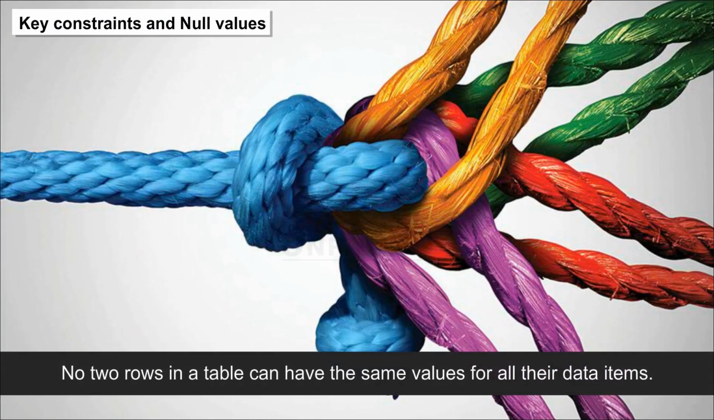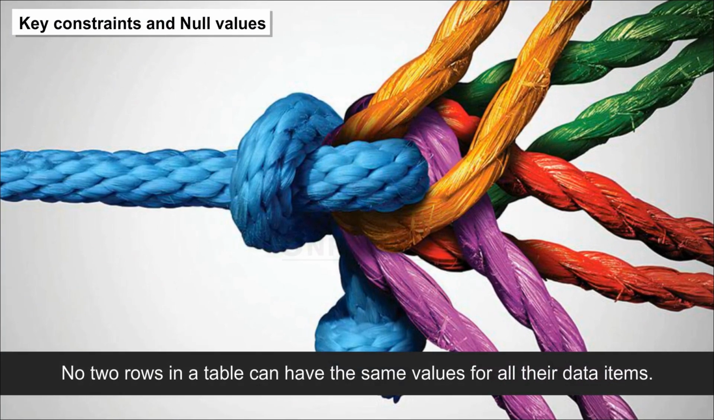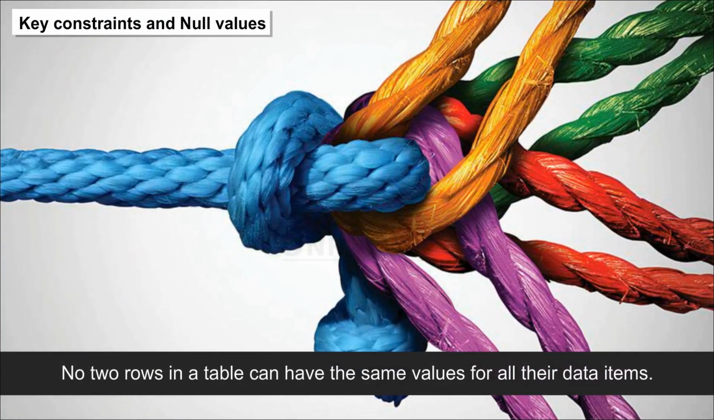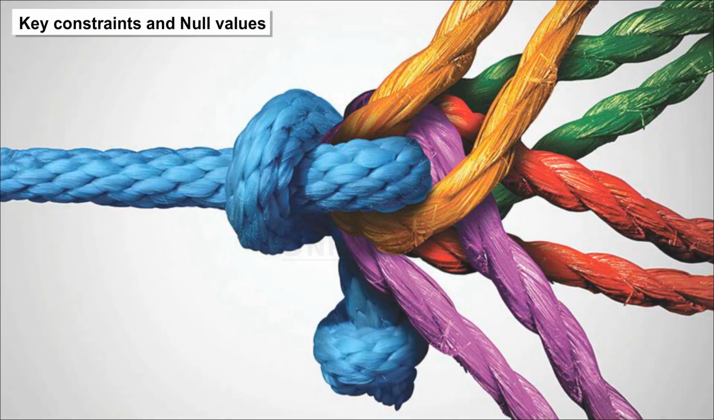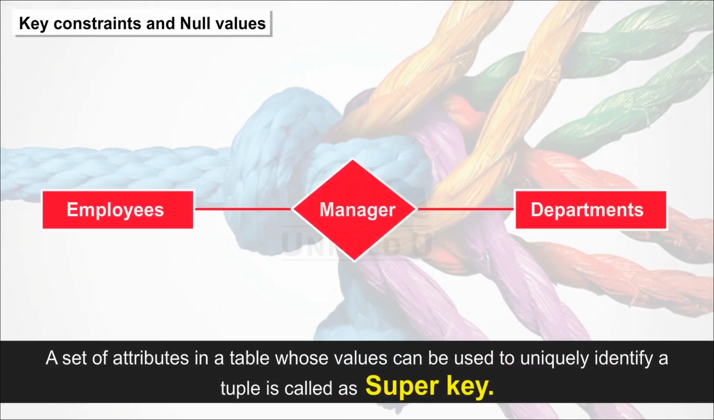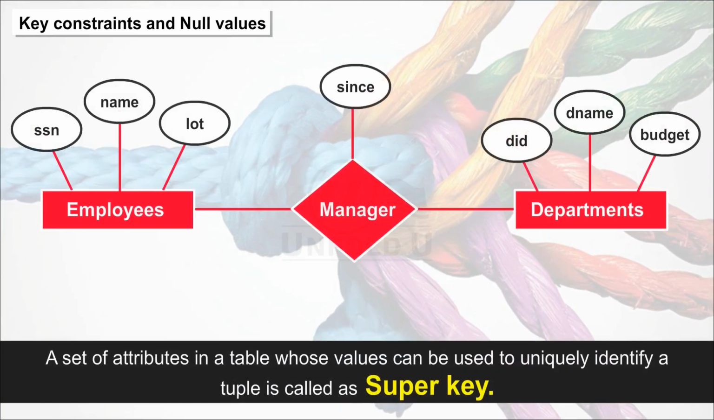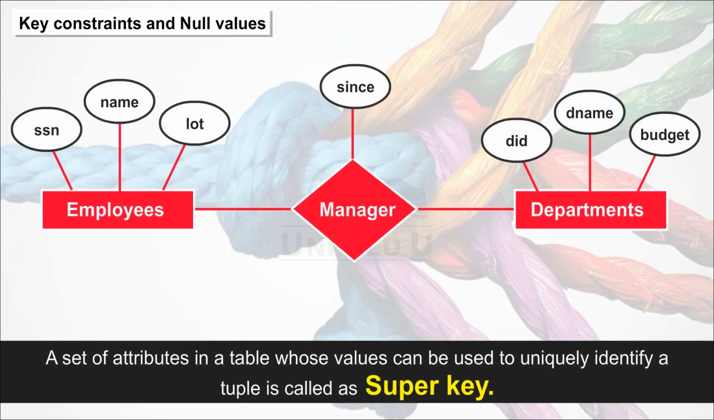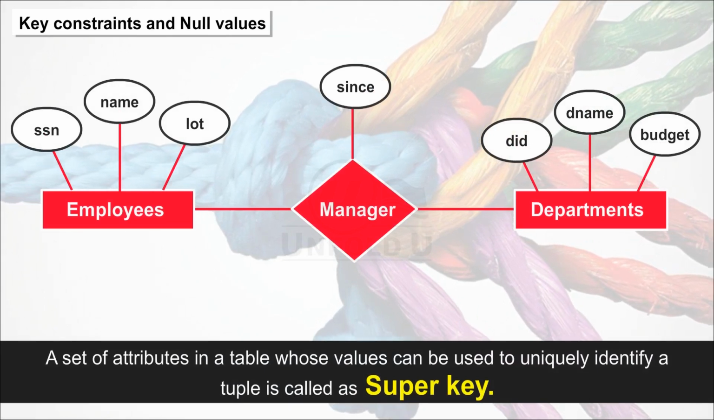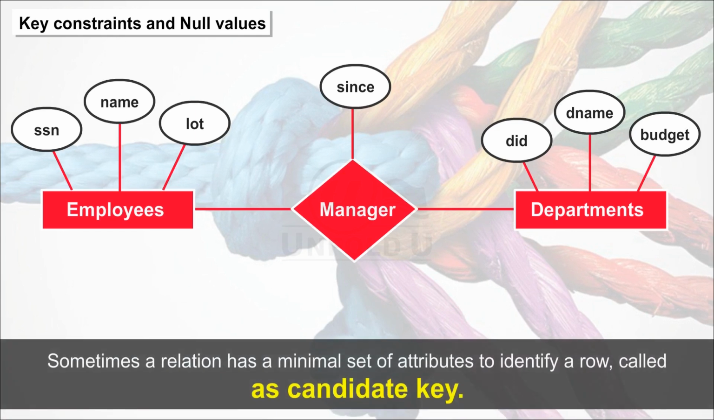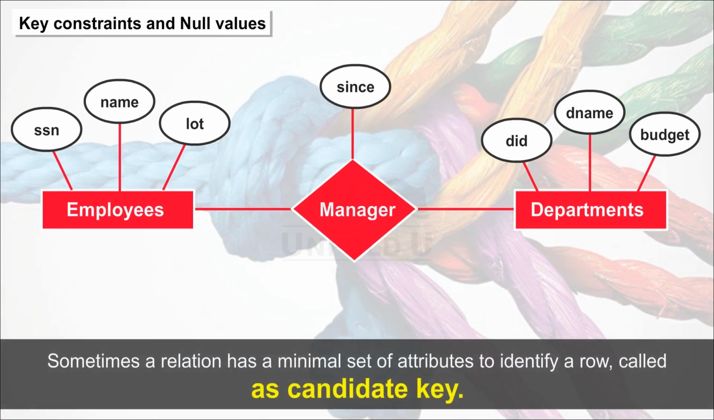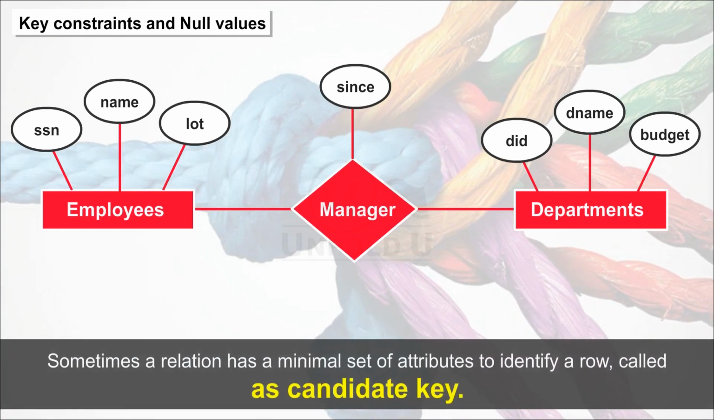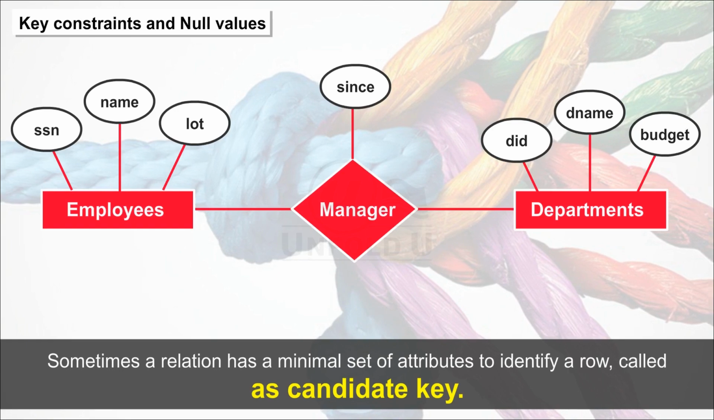No two rows in a table can have the same values for all their data items. A set of attributes in a table whose values can be used to uniquely identify a tuple is called a superkey. Sometimes a relation has a minimal set of attributes to identify a row, called a candidate key.